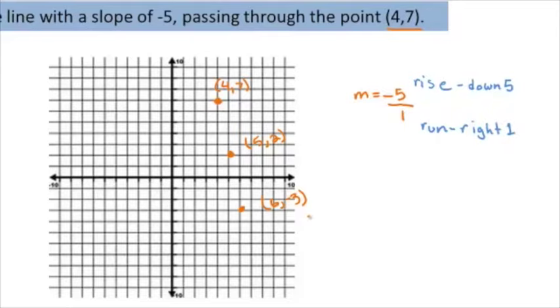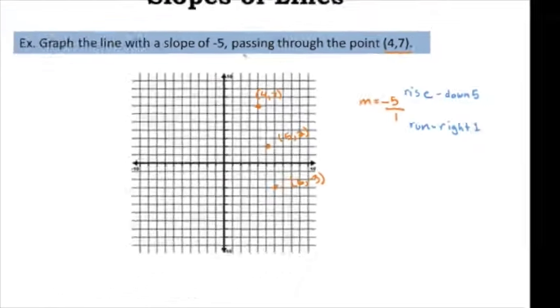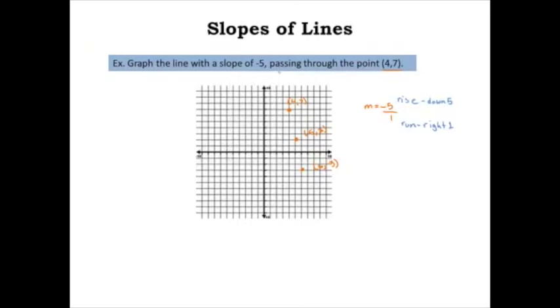So there we have 3 points that lie on this line, and we can connect those 3 points to get a graph of our line. So this is the line that has a slope of -5 and passes through the point 4, 7.